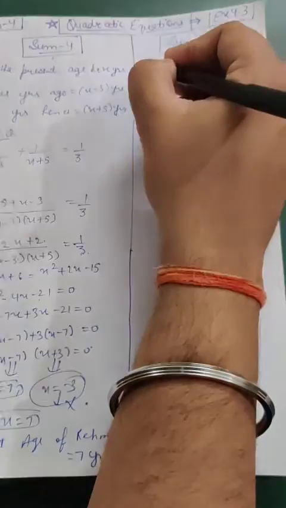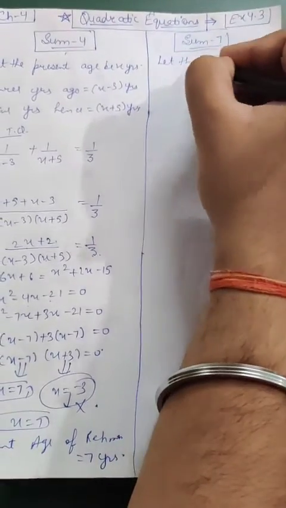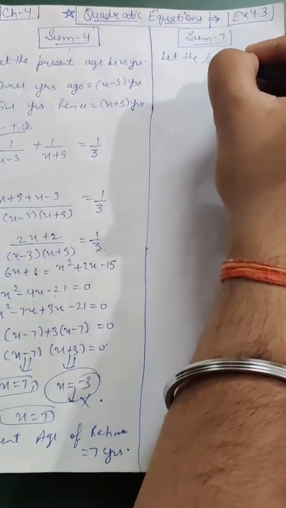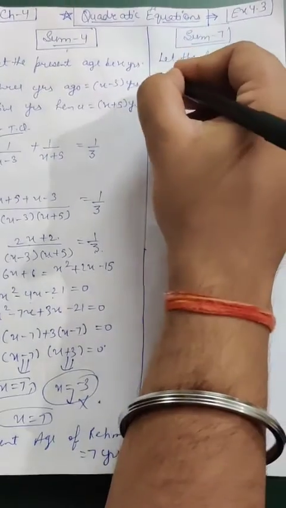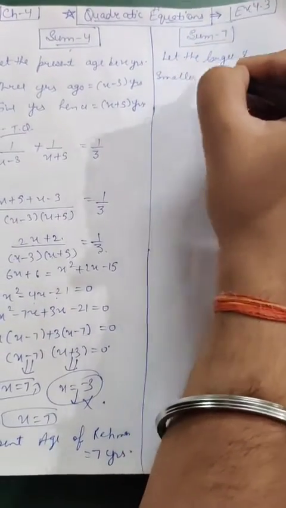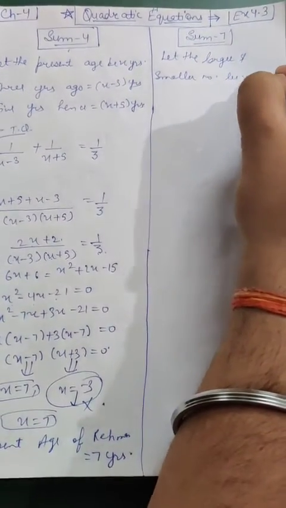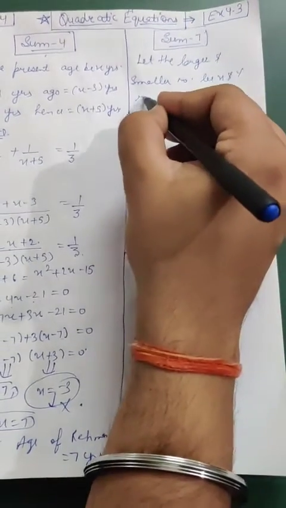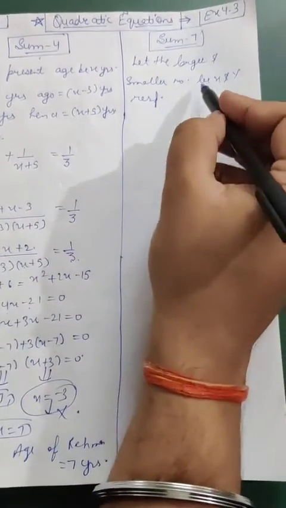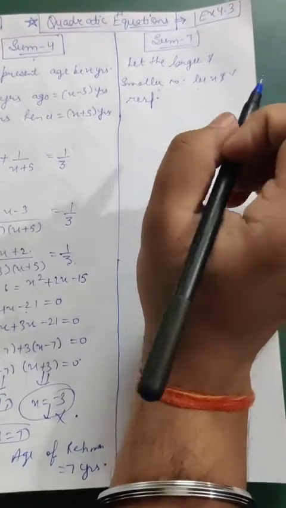So let the larger and smaller number be x and y respectively. So what we have taken, larger number as x and smaller number as y, respectively.